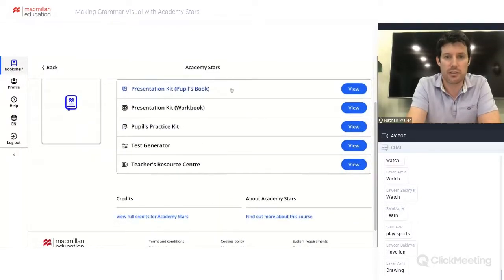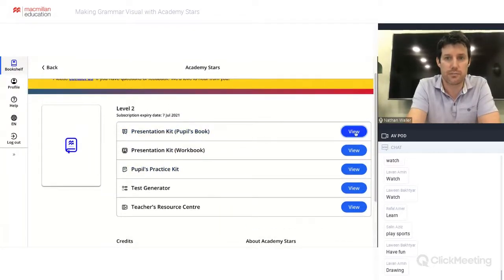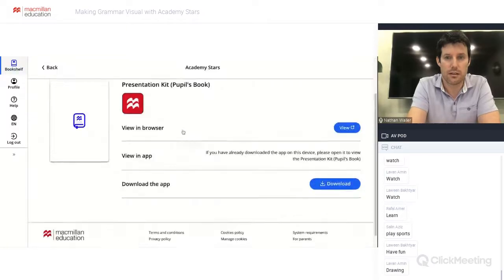We can also see the presentation kit if you wish. Yeah, it's Academy Stars 2 that I have. So digital pupils, presentation kit, this one. Yep, and we can see all of the units here. In fact, we'll come back to one of them in a minute.